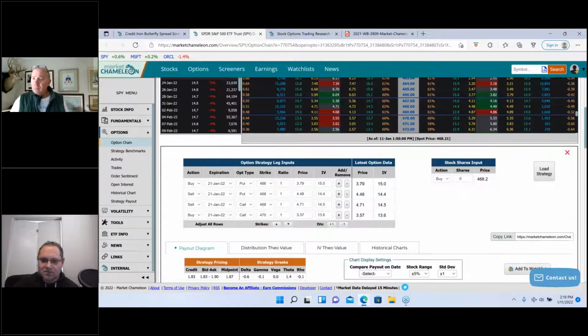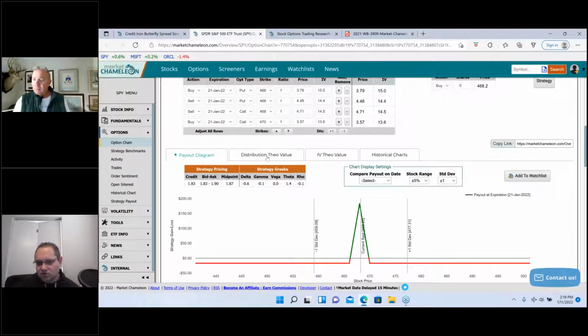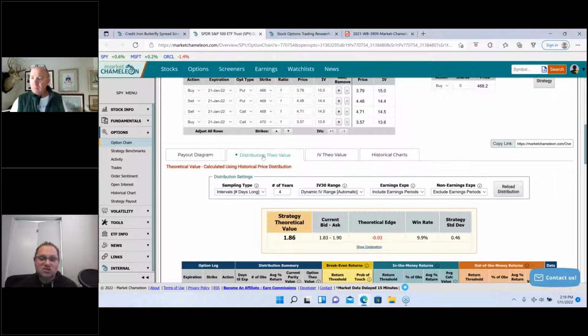So I'm going to do first the distribution theoretical value, and let's see what we think this is worth. If we use 4 years of historical data, and we wanted to see on average what this strategy finished at, the average price, we see that was $1.86.